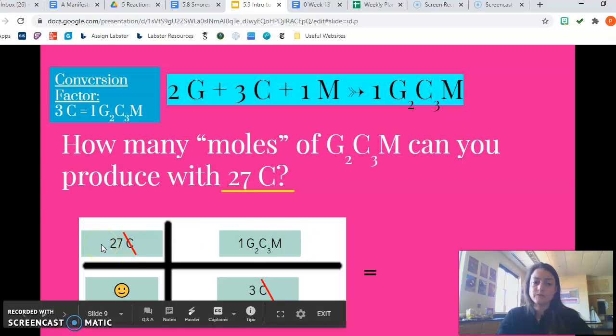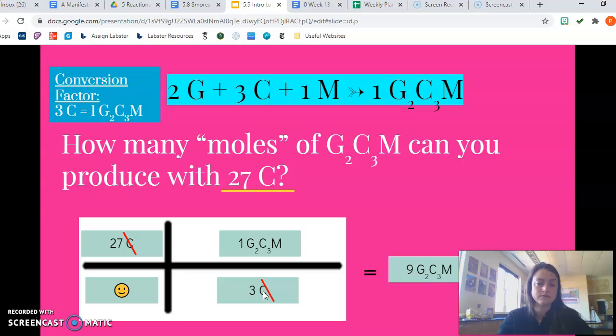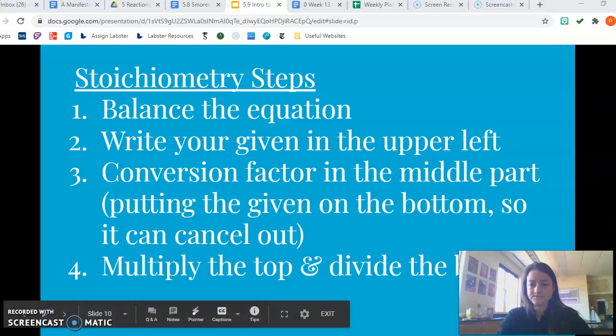And then we're just going to do our multiplication out. 27 times 1, and then divided by 3. And so our answer is going to be 9 s'mores from these 27 pieces of chocolate. Okay? So these are our steps to stoichiometry. They're the same ones that we've been going over.